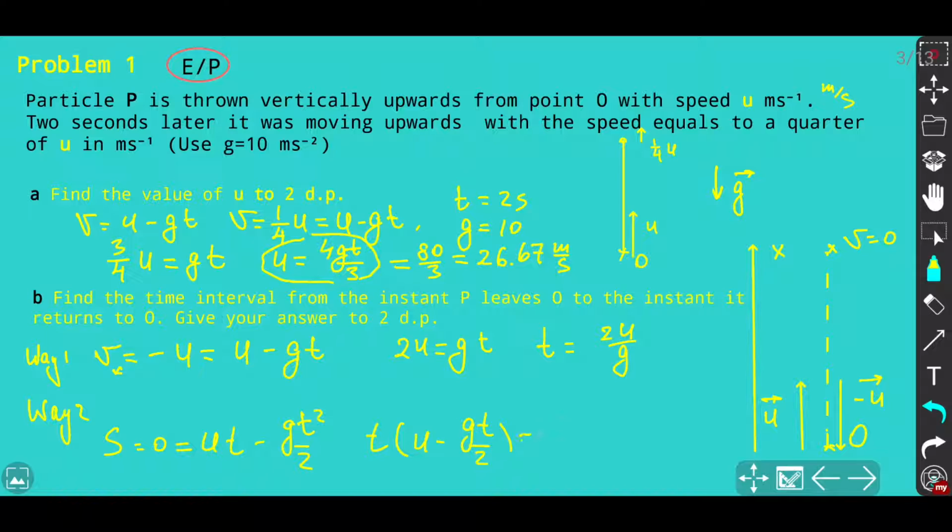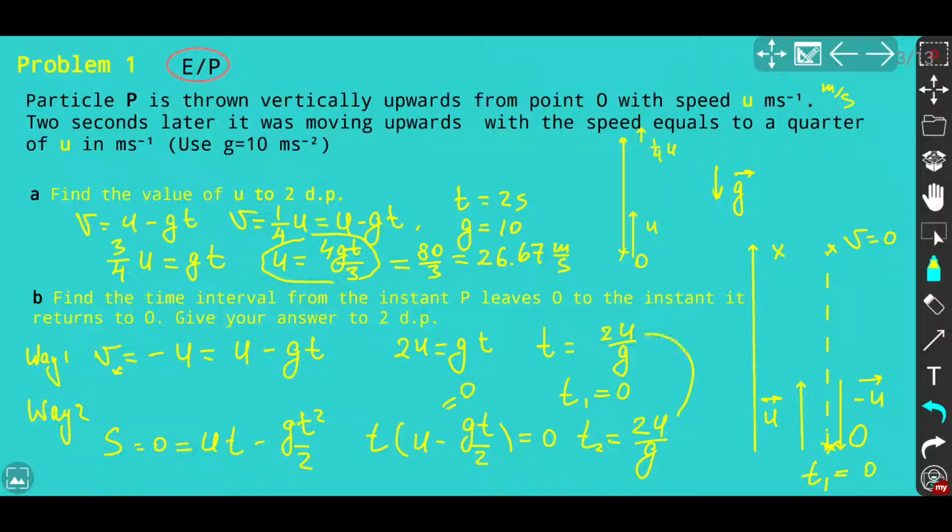Okay, and because the result is 0, there are two options. t1 is going to be equal to 0. That's the starting instant, or moment of time. So t1 equals 0 is basically when it starts moving upwards, okay? And the second bracket can also be equal to 0. So that means the second time instant is going to be equal to u over g. And if you compare with way 1, you'll get absolutely the same expression, okay?